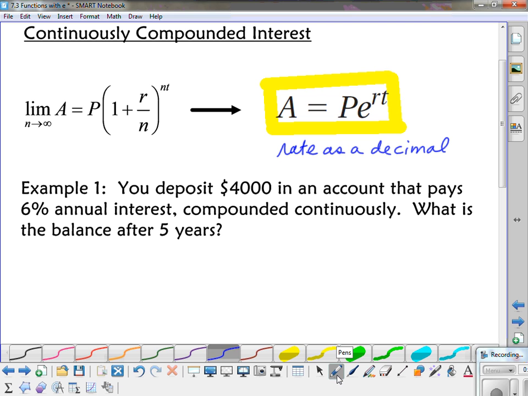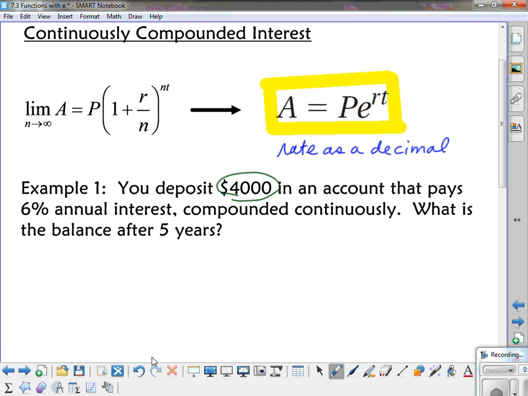So first of all, let's identify what goes into the equation here. What is the $4,000? The principal, or P, right? And what's the 6%? The rate, but how do I have to write it? As a decimal, so what is it? 0.06, yep, divided by 100. And then finally we've got our 5 years, which is the time.